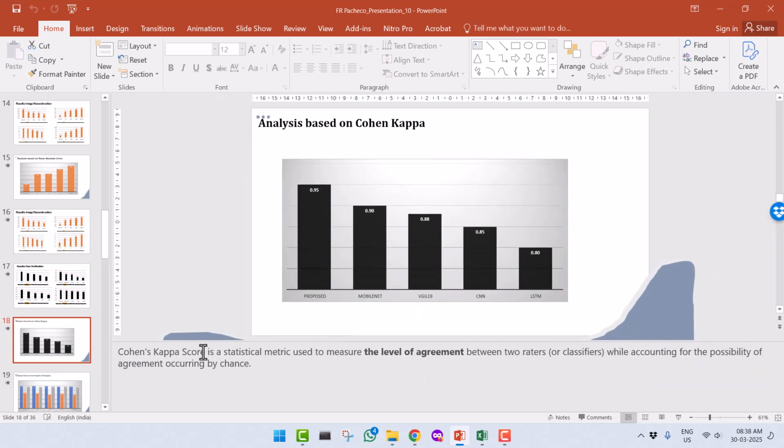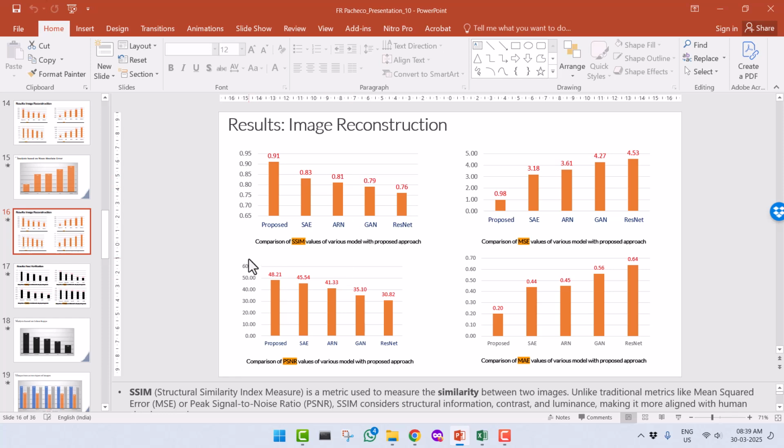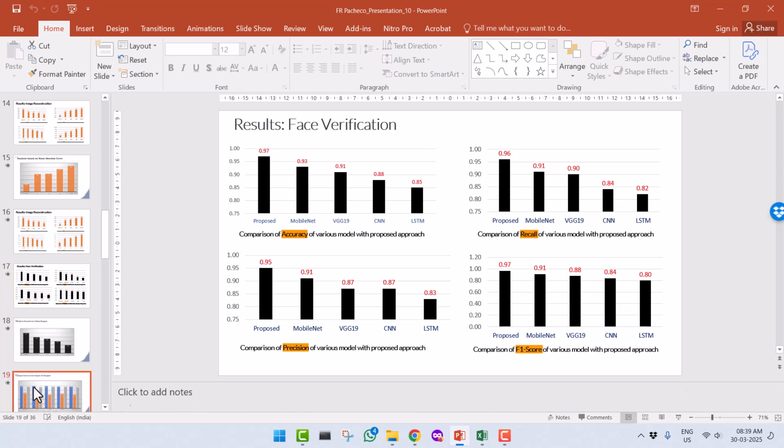And finally, we have also used the Cohen-Kappa measure. Cohen-Kappa score is a statistical measure of the level of agreement between two raters or classifiers. It also accounts for chance probability, and statistically it is more important, and it shows that our model has the highest Cohen-Kappa score among all four. So like reconstruction, our model is good from all perspectives for classification as well.